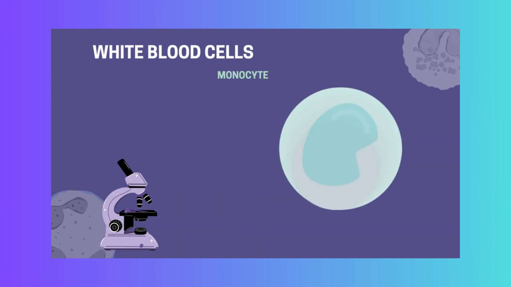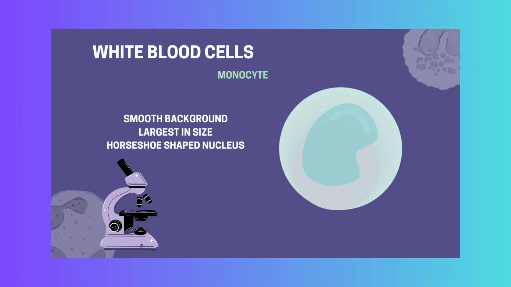Monocytes are the largest type of white blood cell, making them the largest of the leukocytes. They are an agranulocyte with a kidney-shaped or horseshoe-shaped nucleus.